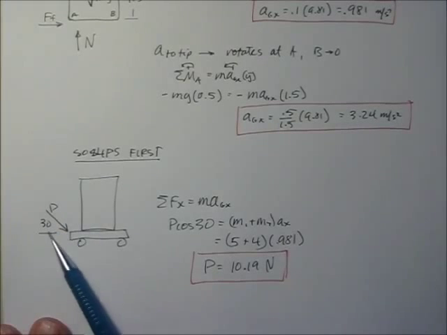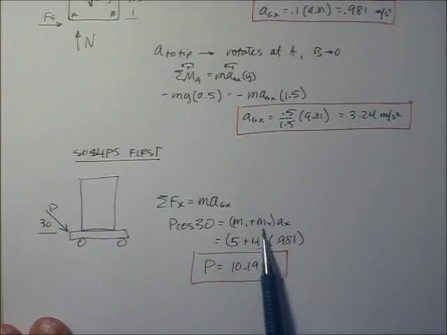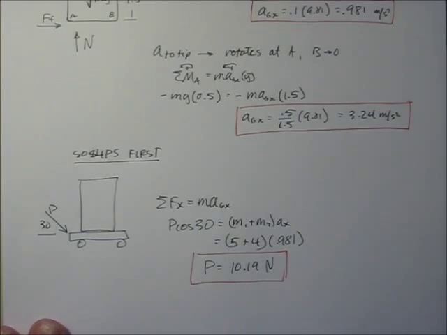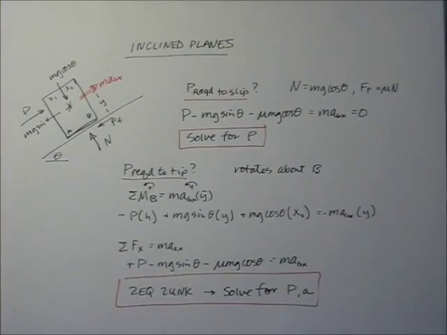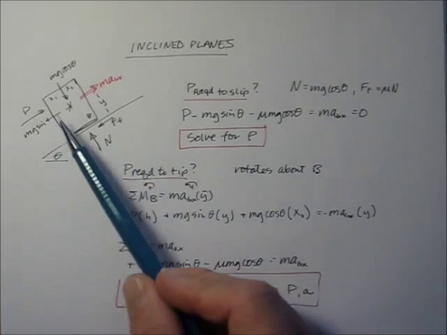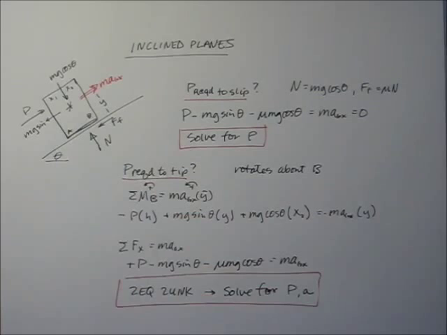We're going to say that P cosine 30 is going to be equal to our total mass times acceleration. And we can see that P is equal to 10.19 newtons in order to make it slip. Now the last piece I wanted to visit with you about is inclined planes. Both of these conditions are easily managed on inclined planes, and it's really not very hard. All you have to do is keep track of our mg sine theta and our mg cosine theta.